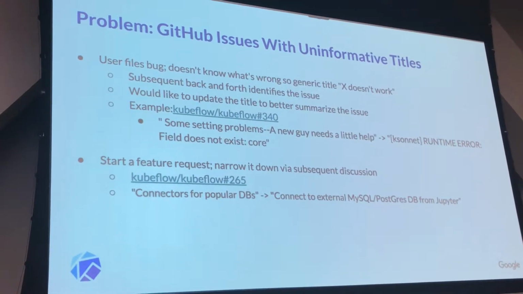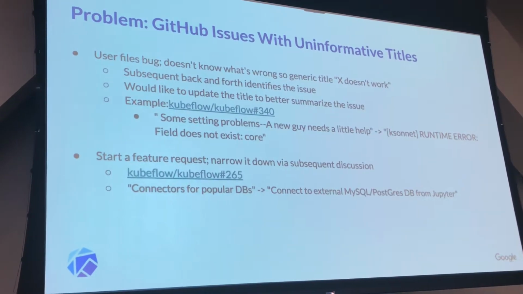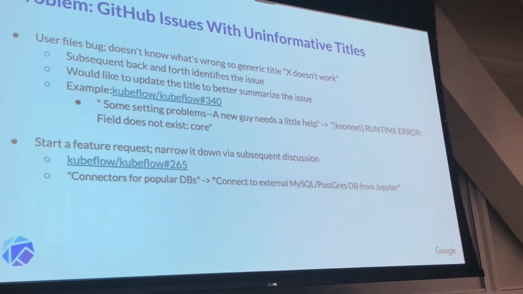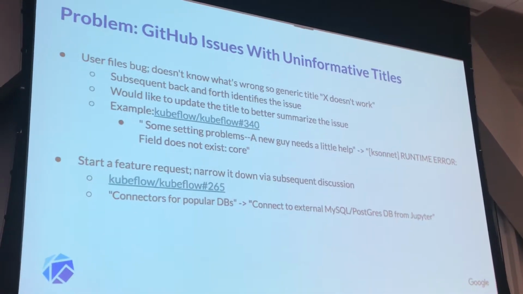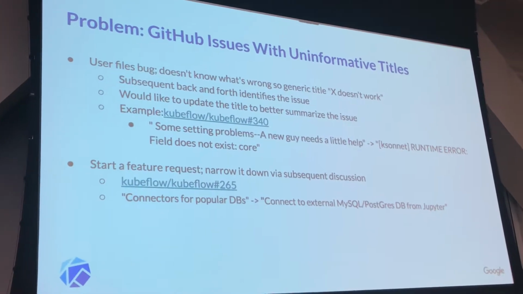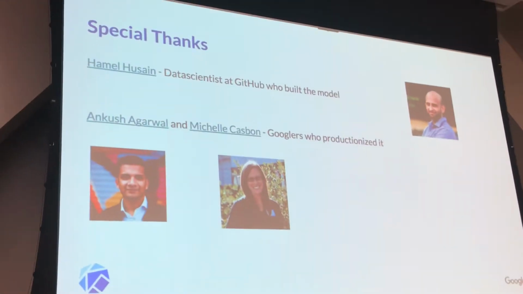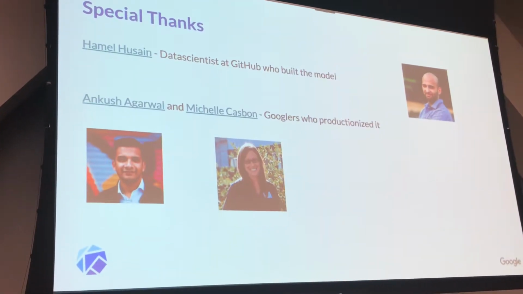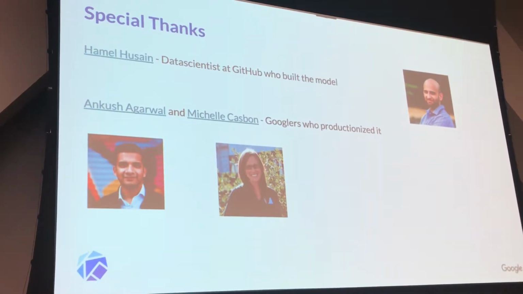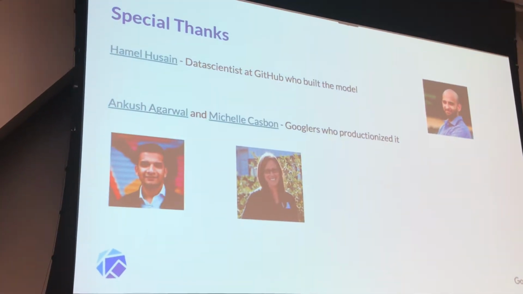So with that in mind, one of the data scientists at GitHub, Amel, actually thought about this problem and felt that he could come up with an ML algorithm or an ML model that will look at the content, analyze it, and hopefully suggest a title that is relevant and helpful. So I want to thank at this point Amel from GitHub, who actually built this model, and Ankush and Michelle, who helped productionize this into an application on top of Kubeflow.